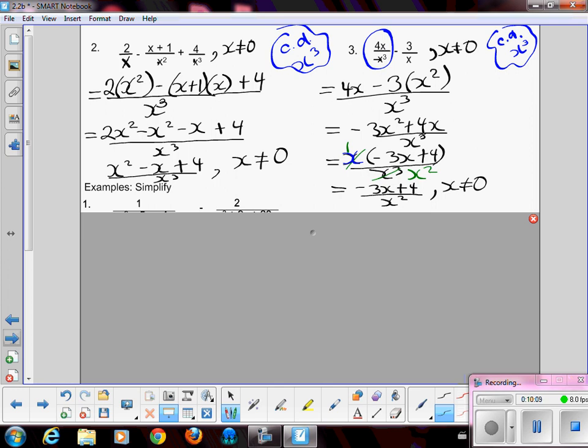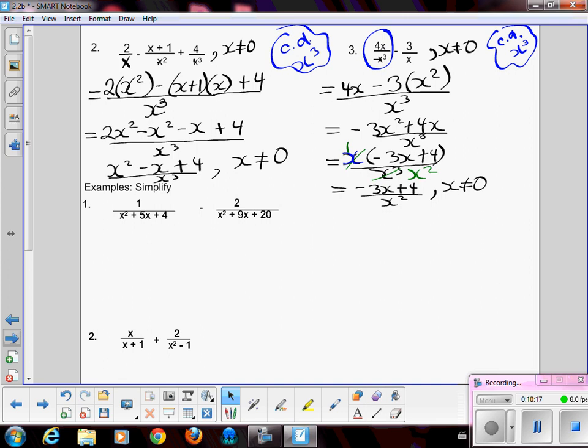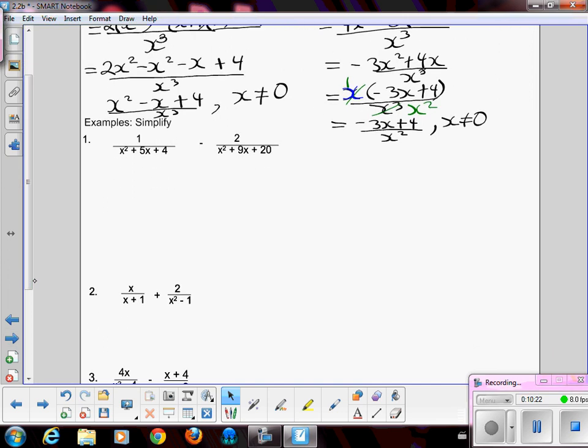Okay, now we have a few more examples here, and let's just try. We'll get at least one done, I'm hoping. So I'm just going to move that one down a little bit. Okay, so the next example.